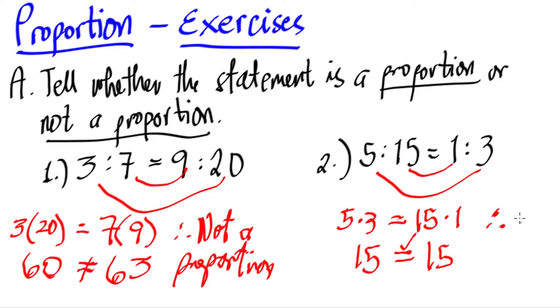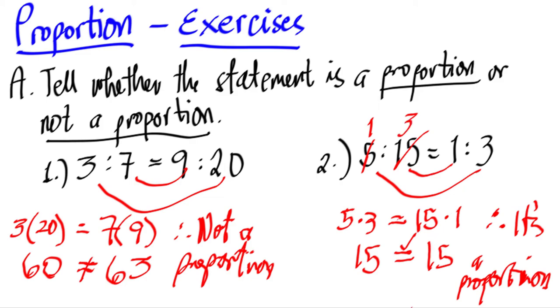Therefore, it's a proportion. Actually, you can see it clearly that if we simplify 5 is to 15, we can make it 1 is to 3, which is equal to 1 is to 3, of course.